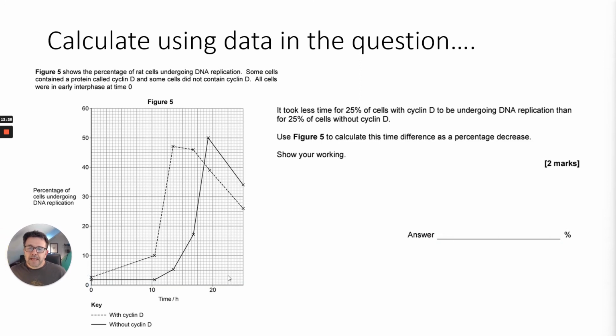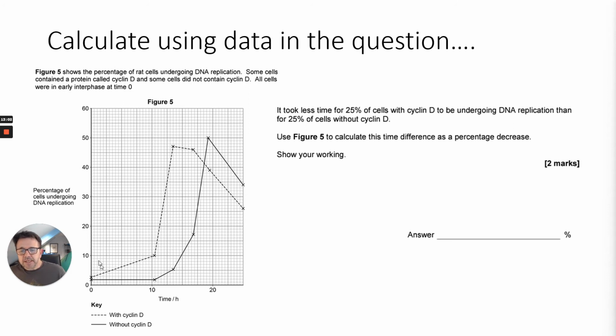Right, so let's have a look at some questions. Usually, well, always, they're going to give you unfamiliar data. This one shows the percentage of rat cells undergoing DNA replication. You can see percentage of cells undergoing DNA replication on the y-axis, and on the x-axis is time in hours. So it's important to read that. It says some cells contained a protein called cyclin D and some cells did not contain cyclin D. All cells were in early interphase at time zero.